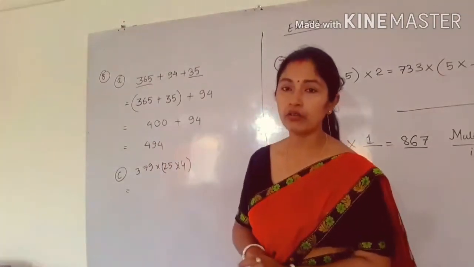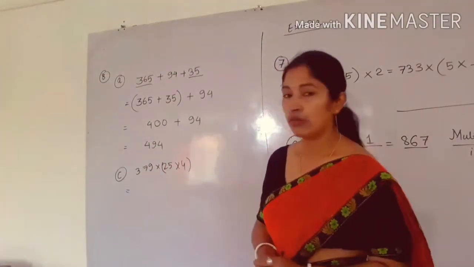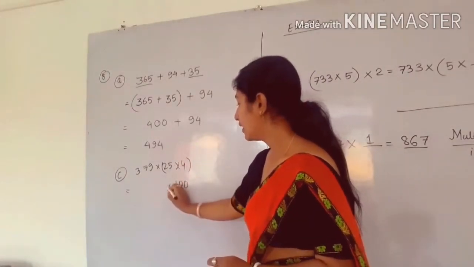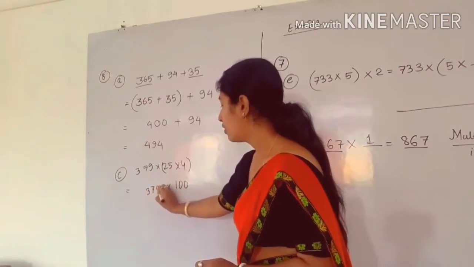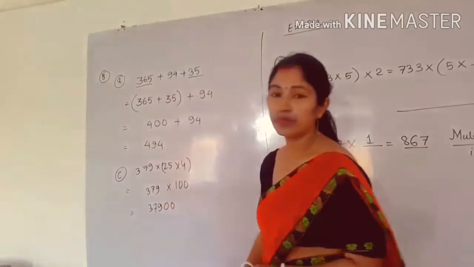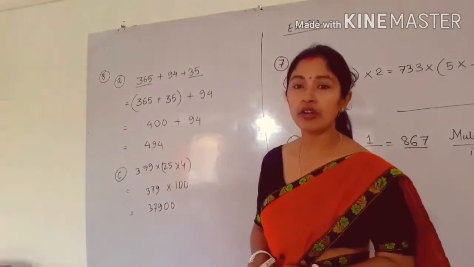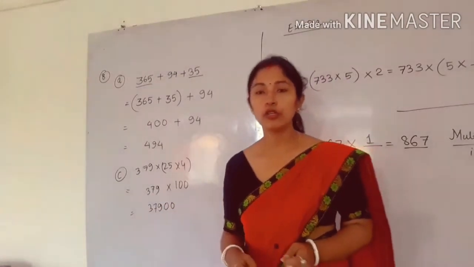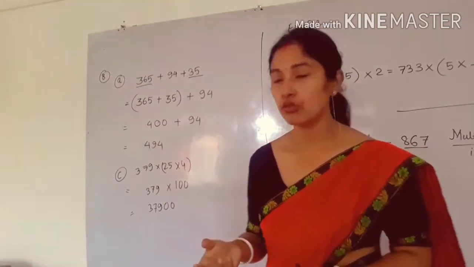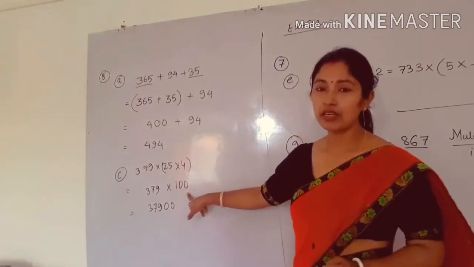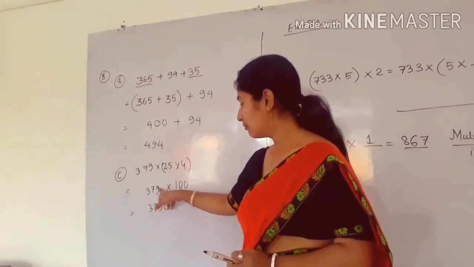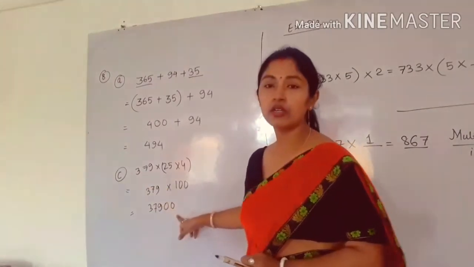That means you have to multiply 25 and 4 first. Here also you are applying the associative property of multiplication. So 25 into 4 will become 100. Then 379 into 100 will be 37900. Already you know, if you multiply 100 or 10 to any number, you have to put as many zeros after the particular number. That means here 2 zeros are present, so you have to put 2 zeros behind this number. That means after 9 you have to write 2 zeros.